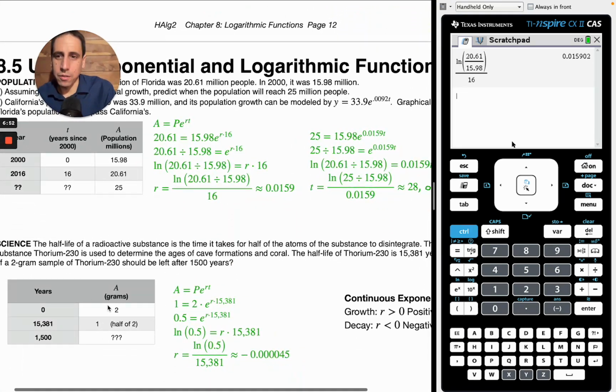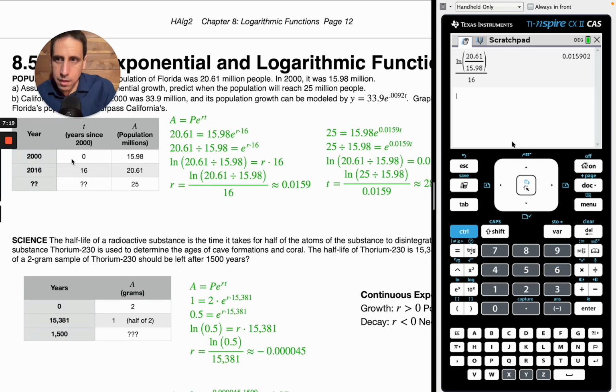Let's organize our knowns and unknowns. At year 0, we've got 2 grams. At year 15,381, we've got 1 gram, which is half of 2. And we want to know how much you've got left after 1,500 years. We're going to use a PERT. 1 equals 2 times e to the r. We don't know what the r is. It's not given here, so that's an unknown. We have to calculate it first, and then we'll use the r value to calculate the final amount.